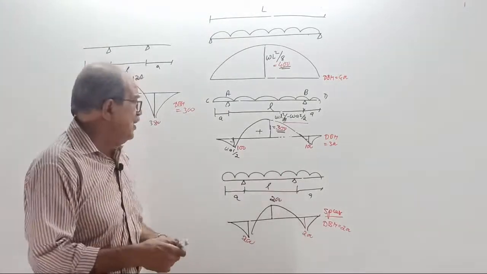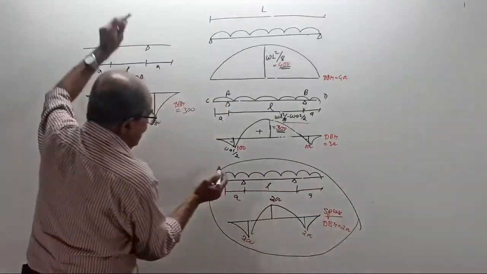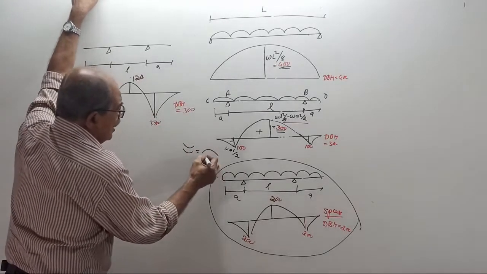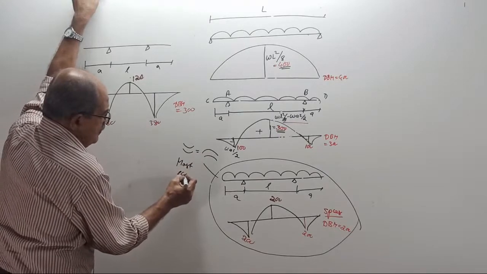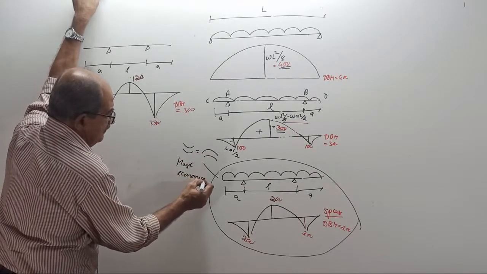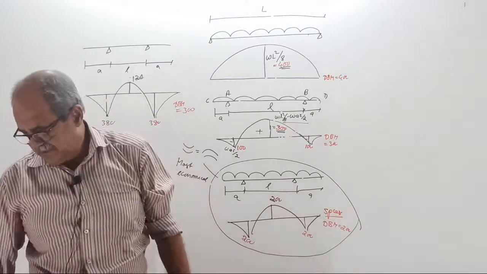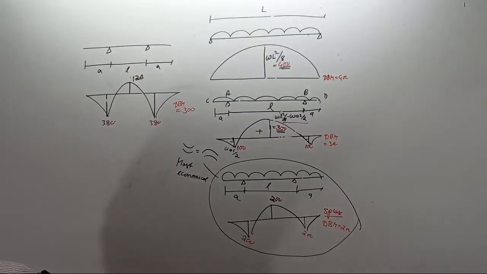One unique value. Therefore, this is a special case where sagging BM maximum is equal to hogging BM. This is the most economical case. Most economical. Clear or not? Provide the overhang so that sagging and hogging are both equal.